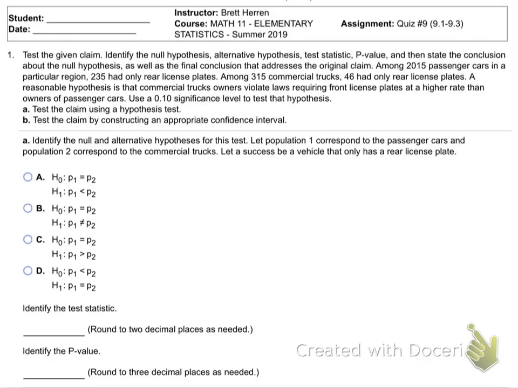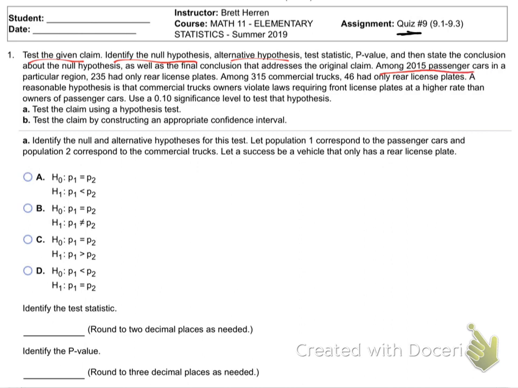Okay, so here we go on quiz number 9. These are all questions from the homework. Test the given claim. Identify the null hypothesis alternative. All right, so here we go.